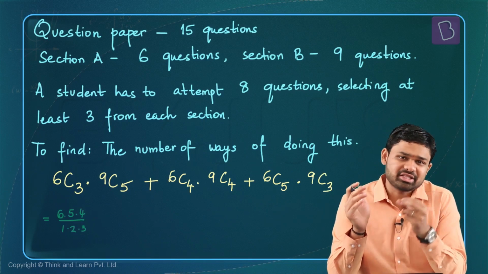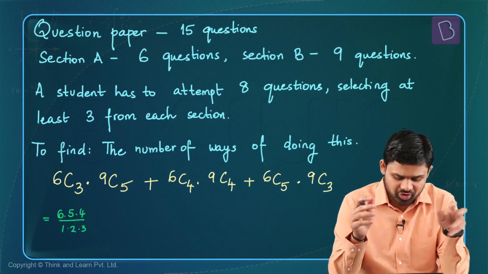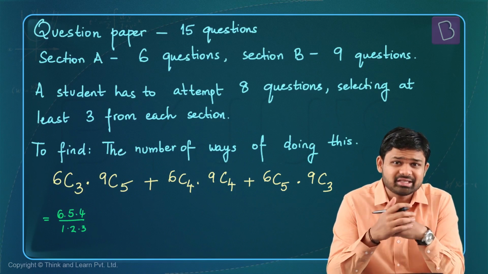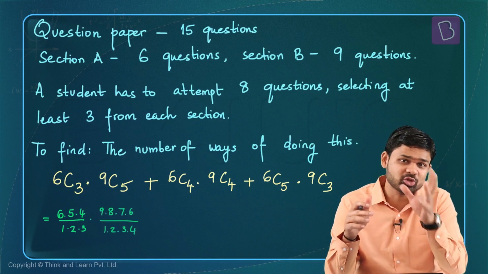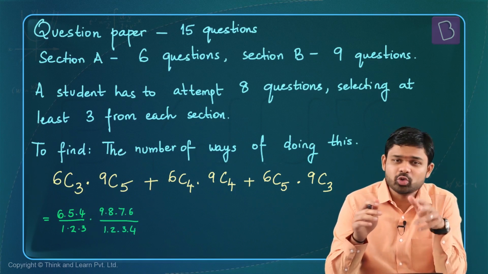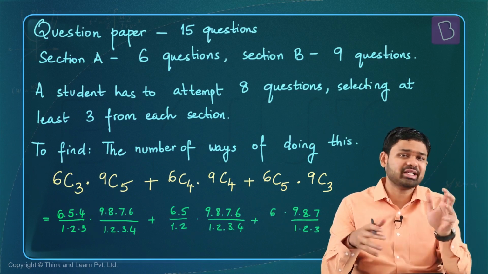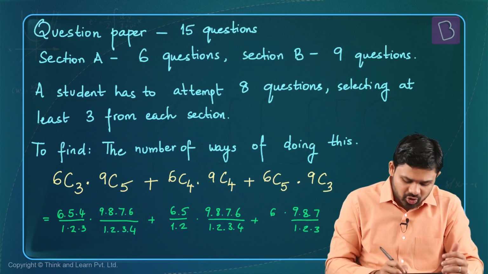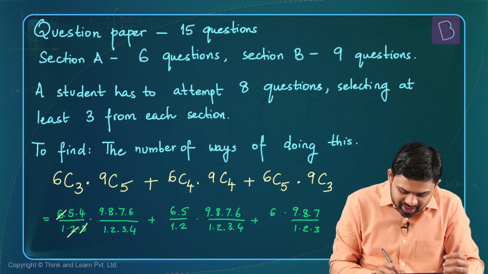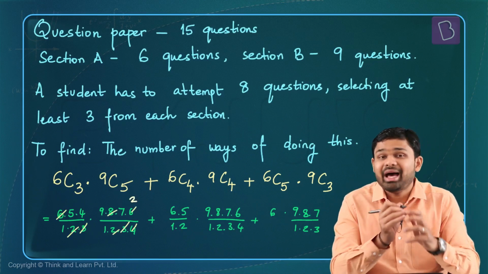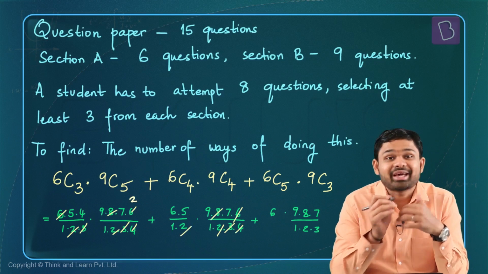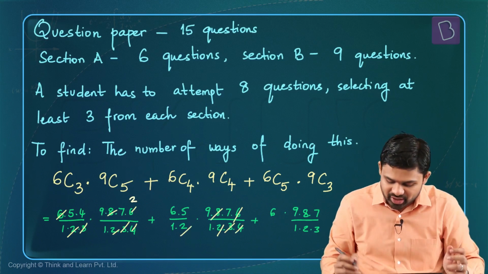6C3 is nothing but 6 into 5 into 4 divided by 1 into 2 into 3. 9C5 is the same as 9C4, so 9C5 and 9C4 are exactly the same, so it can be written as 9 into 8 into 7 into 6 divided by 1 into 2 into 3 into 4. Similarly, for all the other combinations, you can simplify and then solve. You can cancel out all the common factors and arrive at the solution by simplifying all these numbers.